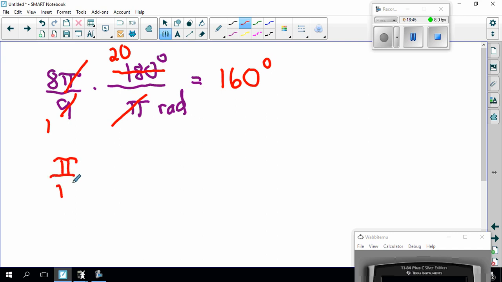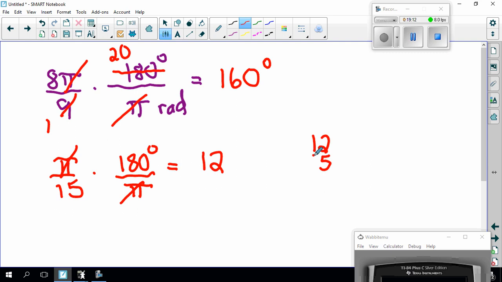Pi over 15 times 180 over pi. And then whatever 180 divided by 15 is. Oh, this is hurting. Should know this. 12. Yes. I'm going to double check. 12 times 15. 10, 1, 5, 6. Woo, okay. Check.